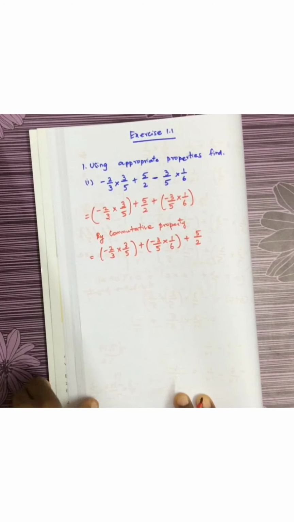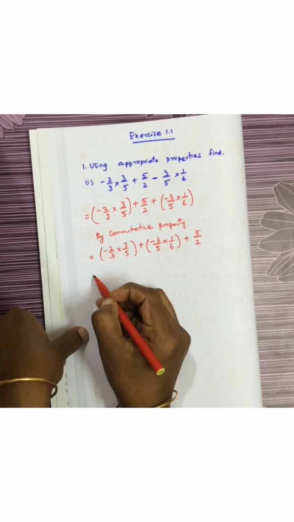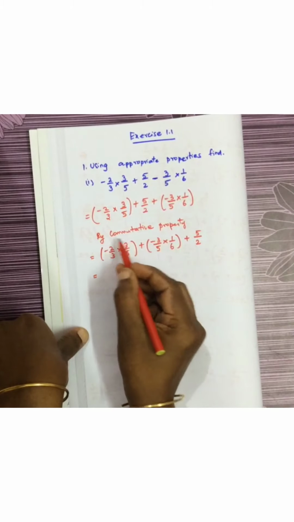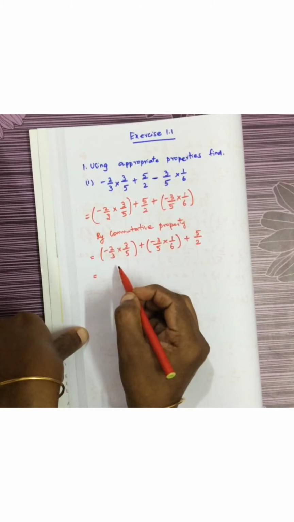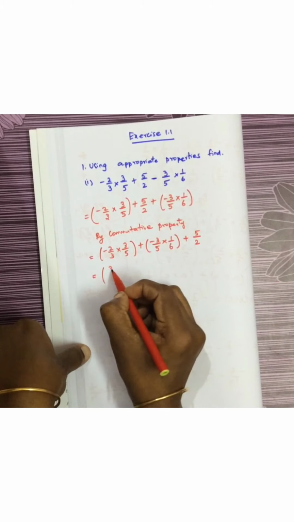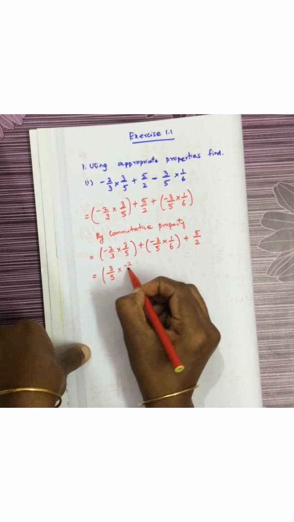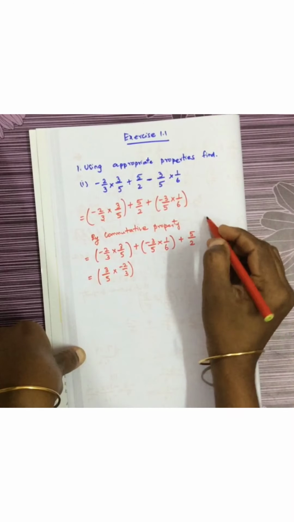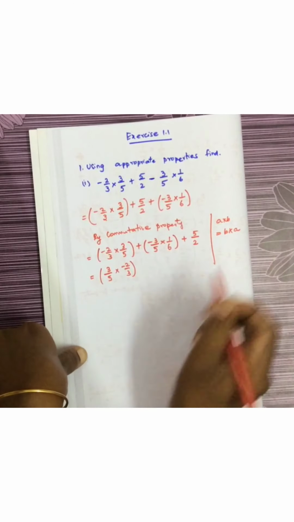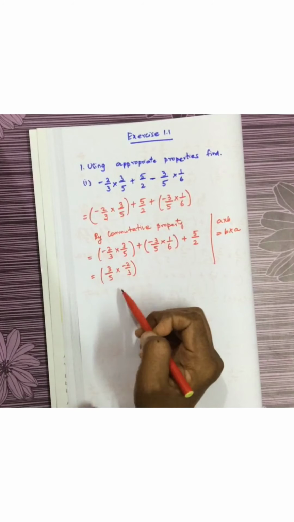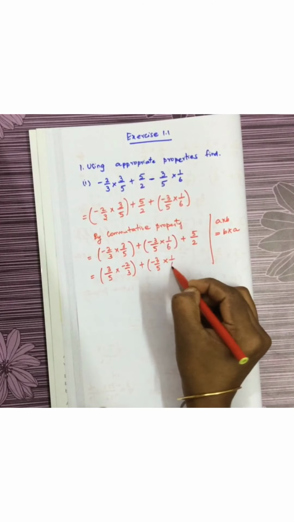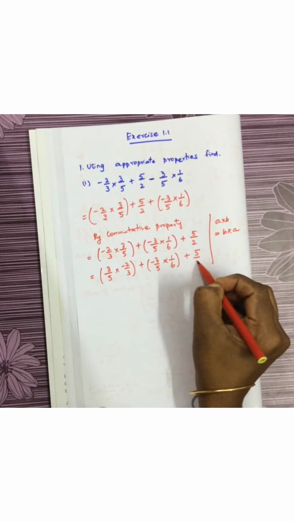Now again, here is one 3 by 5 and here is one 3 by 5. I am going to just move this 3 by 5 to here. This is by commutative property, also you can say by commutative property under multiplication. So 3 by 5 multiplied by minus 2 by 3. What is a multiplied by b can be written as b multiplied by a. So using this, I am writing 3 by 5 multiplied by minus 2 by 3 plus minus 3 by 5 multiplied by 1 by 6 plus 5 by 2.